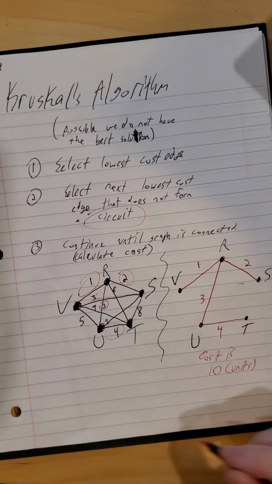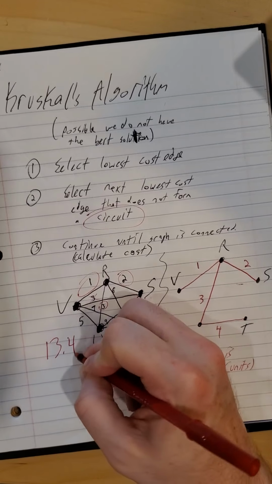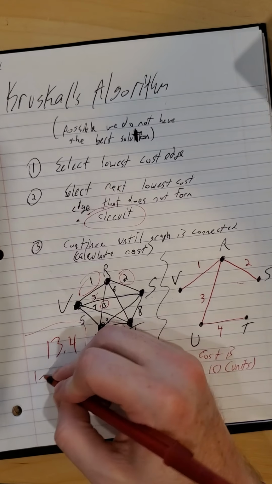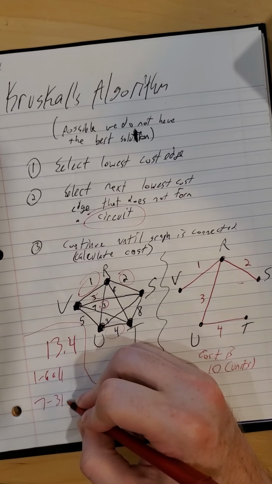So some homework problems I would recommend. This is section, again, 13.4. I would try out 1 through 6 all, and then I would try 7 to 31 on the odds.